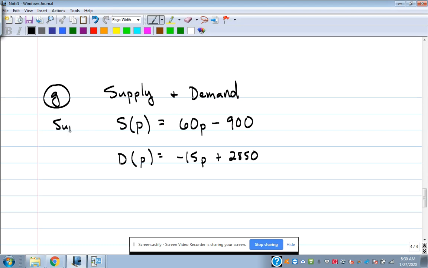Okay, so this is supply and this is demand. You're going to get a supply and demand function from maybe a word problem. Maybe it's just a little small statement that says, here's your supply function, here's your demand function. And then they're going to ask you to do some things with that. One of the things they'll ask you to do is find the equilibrium price.